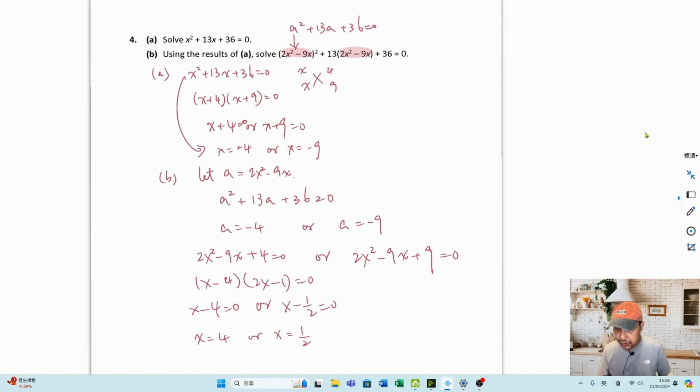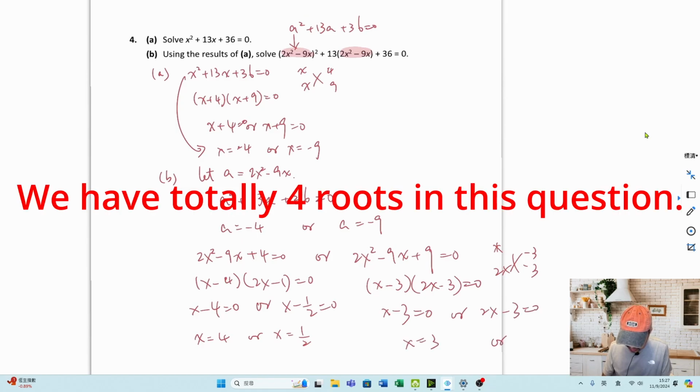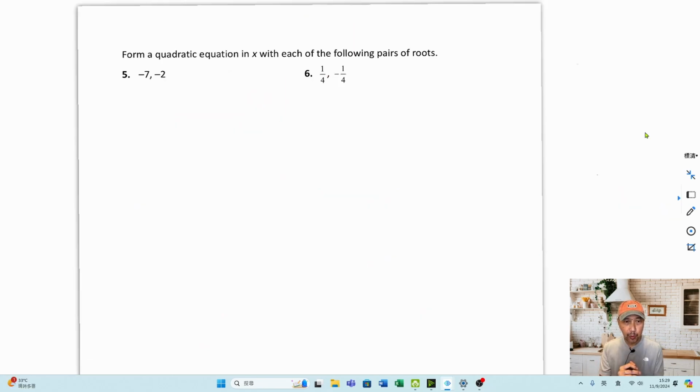This time I use the cross method. 2s, 9. Anyway, you can use your calculator, of course. Okay, s minus 9, 2s minus 9. So s minus 9 is 0, or 2s minus 9 is 0. So s is 9, or s is equal to 9 over 2. Finish. Let's move to another type of questions.